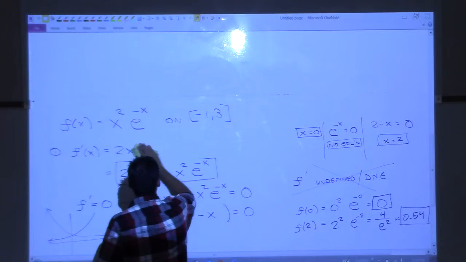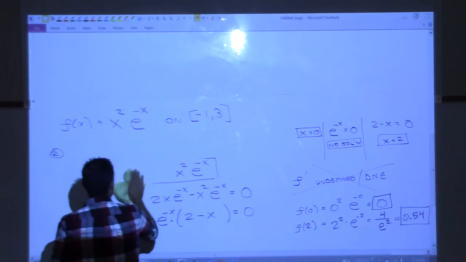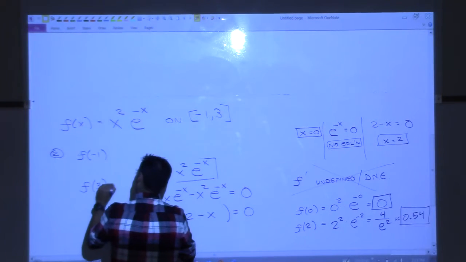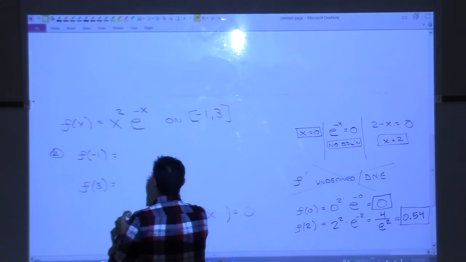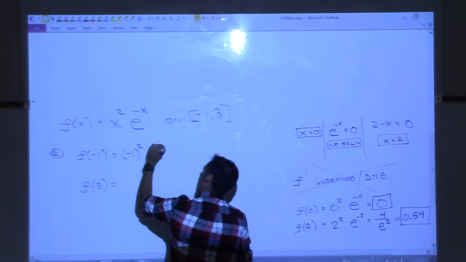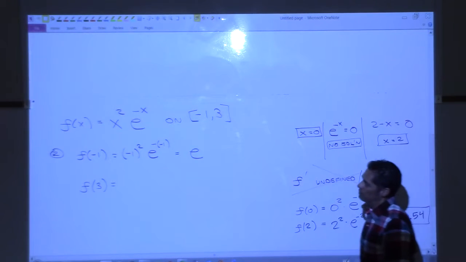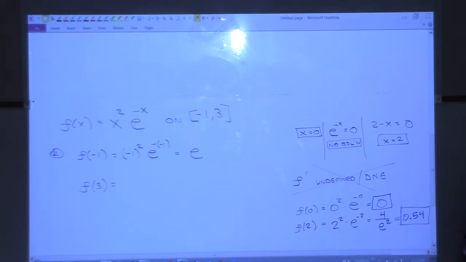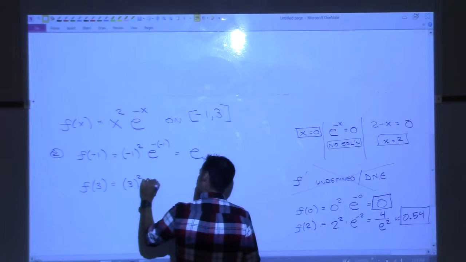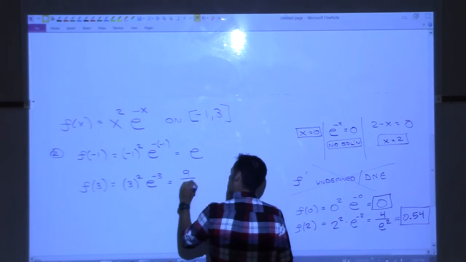And these endpoints, this is really like step 2. Okay, step 2 is to plug in the endpoints. So I want to know what f of -1 is. I want to know what f of 3 is. F of -1 means -1 squared times e to the -1, which really comes out to just be e. And then when I plug in 3, I get 3 squared e to the -3, which equals 9 over e cubed.